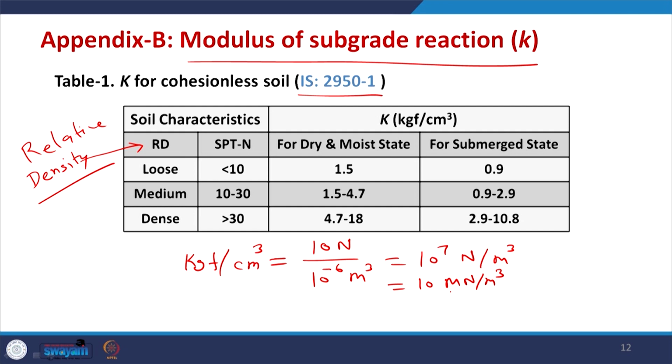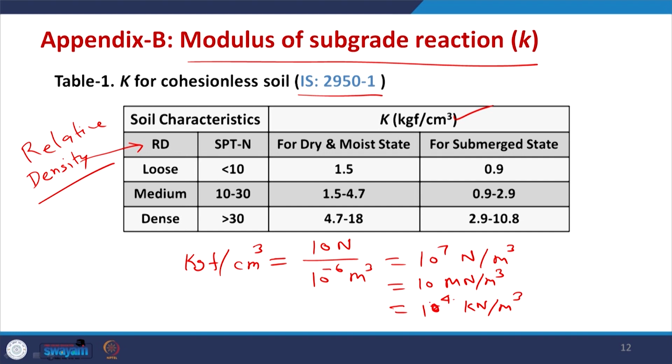While using this table, what I want to point out is that the values are given in kilogram force per centimeter cube, not in kilonewton. So this may be 10 to the power 4 or other, the more popular unit being kilonewton per meter cube. This way you can find this.